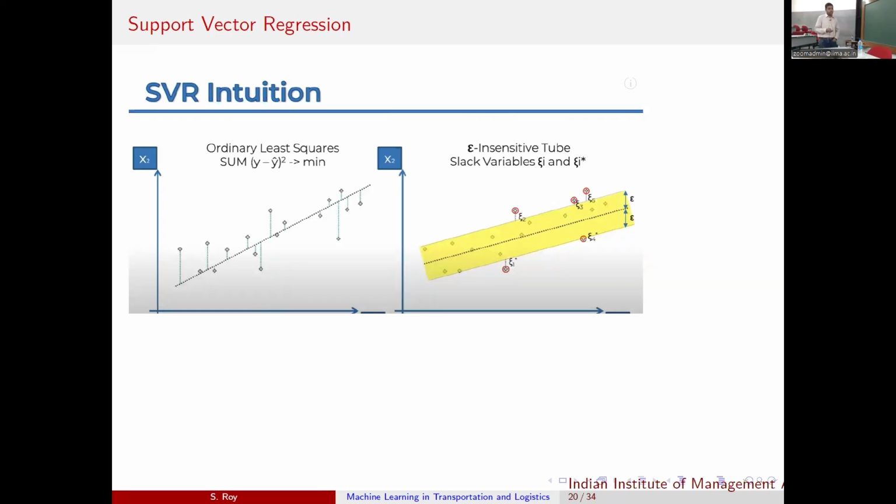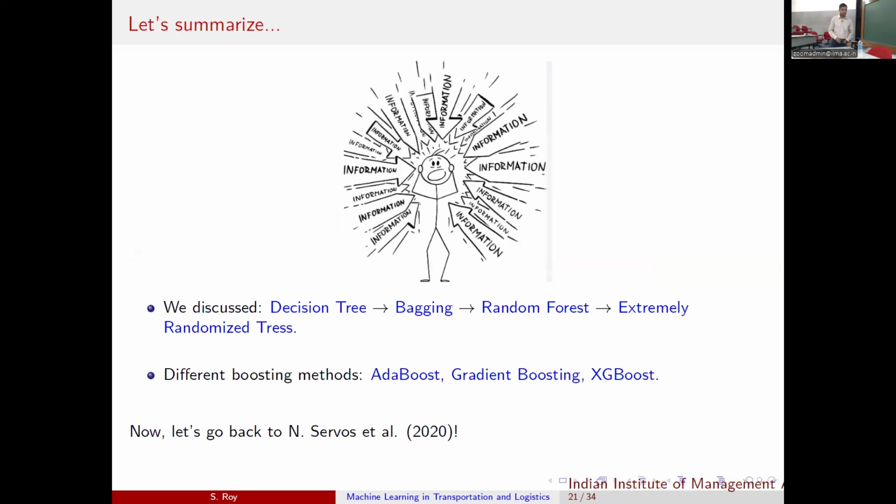Well, so we have discussed many things. Let's just summarize what we have discussed. We started with decision trees, the simple decision tree, classification and regression, then improvement, bagging, then one round of improvement, random forest, and then one round of improvement, extremely randomized trees. And then we considered different boosting methods: adaptive boosting, gradient boosting, and XGBoost. XGBoost I didn't discuss, but you can have a look.